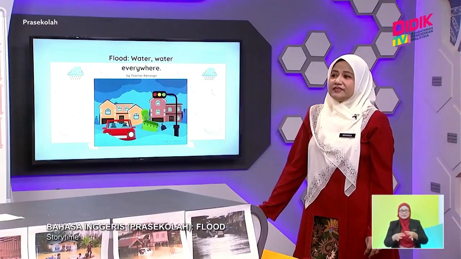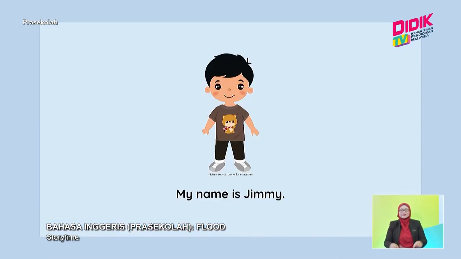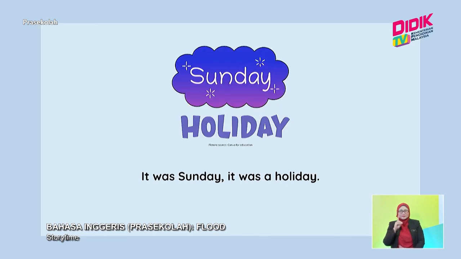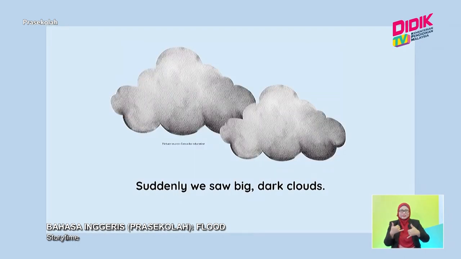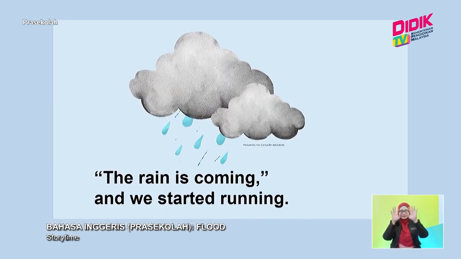The story's title is Flood. Water, water everywhere. My name is Jimmy. These are my friends, Johnny and Sammy. It was Sunday. It was a holiday. We went out to play. Suddenly, we saw big dark clouds. We began to shout. The rain is coming! And we started running.